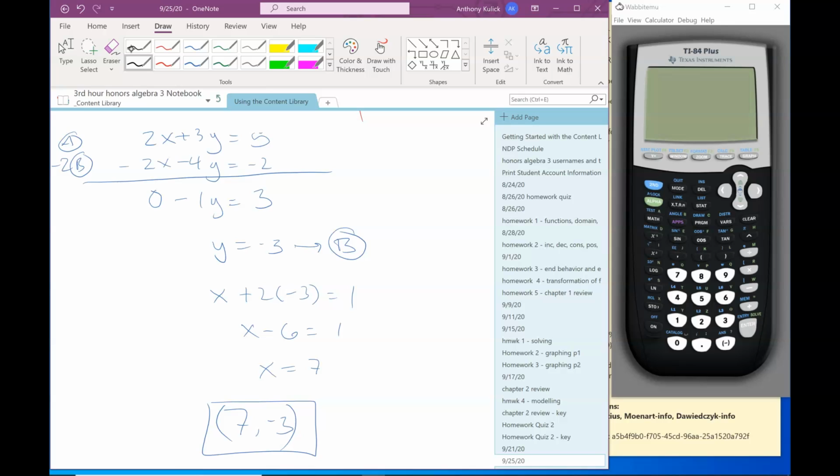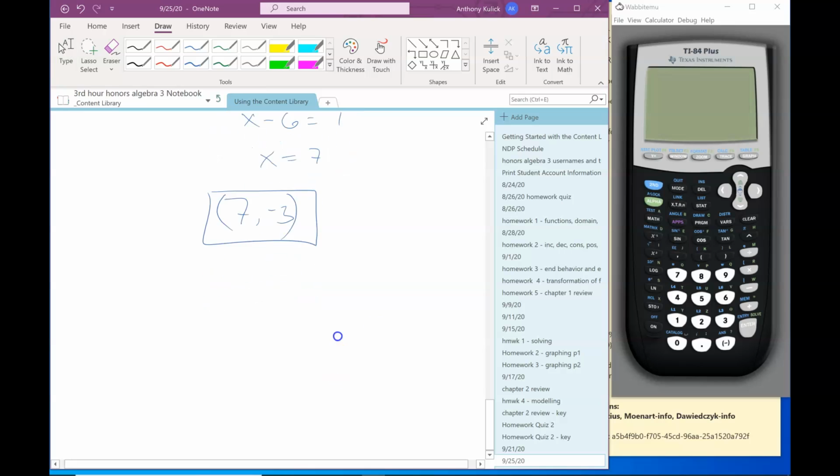A natural next question would be, what does it look like when we're doing these algebraic methods and we get no solution or infinitely many solutions? Like, what the heck does that look like? Should we do some examples where that happens? Okay.